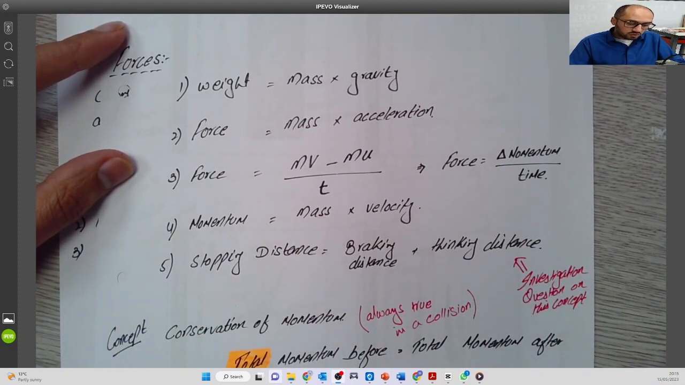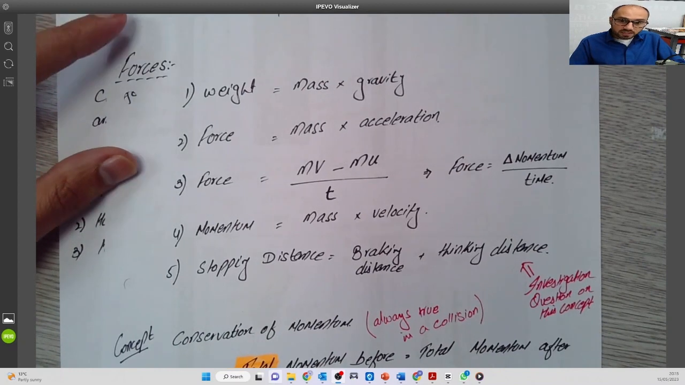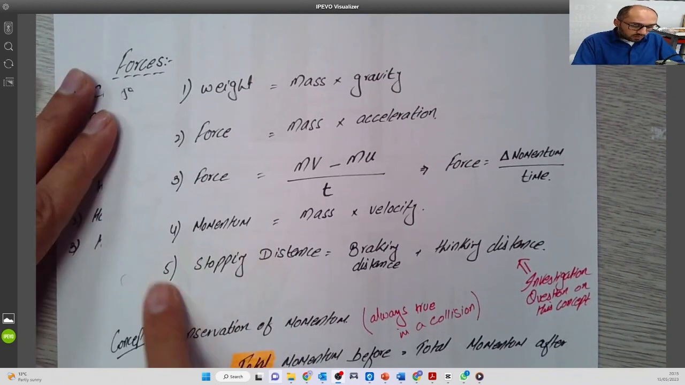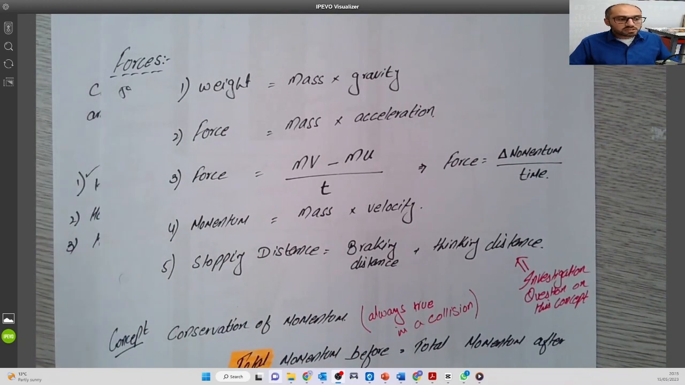So they may ask you, what are the factors on which braking distance will depend, or what are the factors on which thinking distance will depend? Or they may ask you a question, how is stopping distance going to change for a given situation? We'll do a question on that too when I start working on the exam questions worksheet. That's all for this topic.